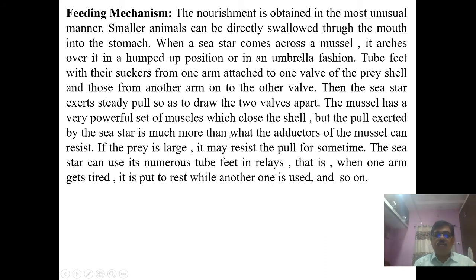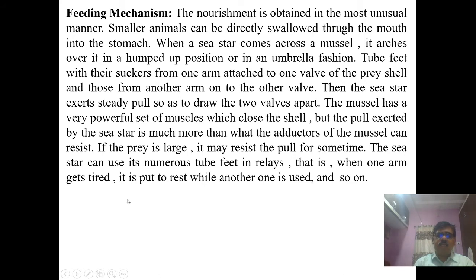The mussel has a very powerful set of muscles which close the shell, but a continuous pull is exerted by the sea star. If these two arms get fatigued, then the next arms are applied on the bivalve. If the prey is large, it may resist the pull for some time.